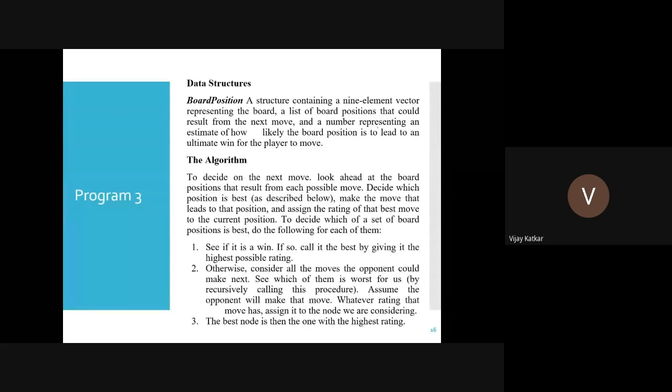Then for every position or every move, you can give some number for how good that move is, and for that there can be different formulas or equations that we are not dealing with right now. In one of the upcoming sessions, there is something called the minimax algorithm for AI, where we can learn all these things. Right now, just understand that we can give some number to the move based on how good that move is. So see how the algorithm works. To decide on the next move, look ahead at the board positions that result from each possible move.